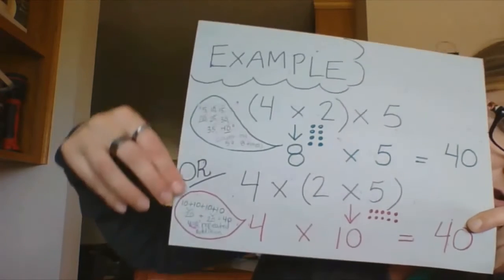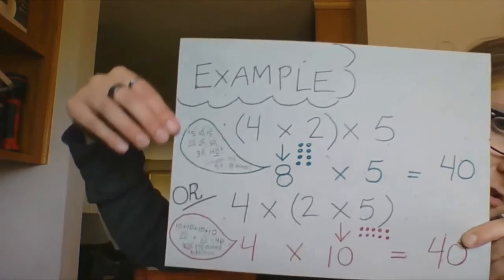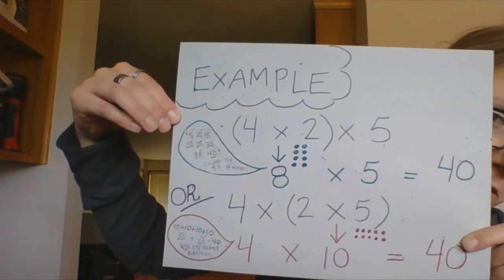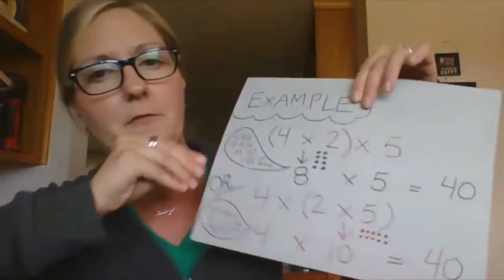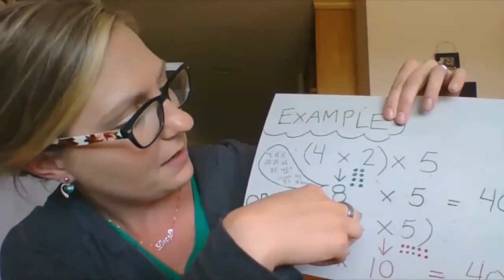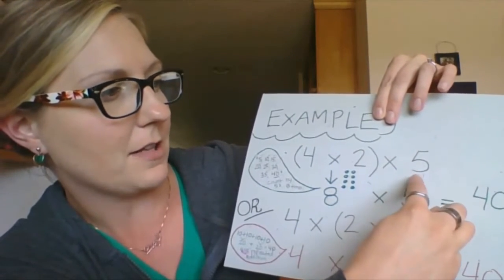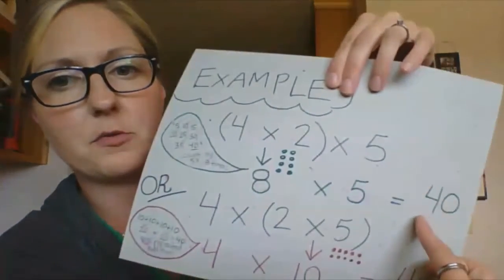And I'm showing 2 different ways I could group the factors. So up here, I could solve 4 times 2 first. And I get 8 when I multiply 4 by 2. 4 groups of 2 is 8. And then the last step is to multiply by the factor that's left, which is 5. So 8 times 5, and that equals 40.